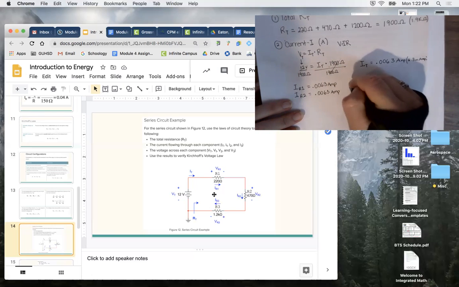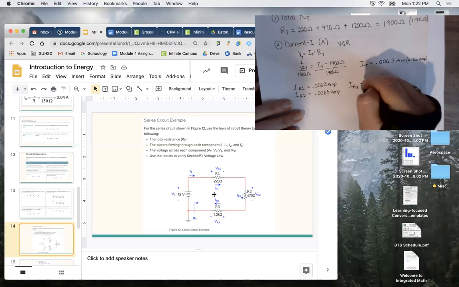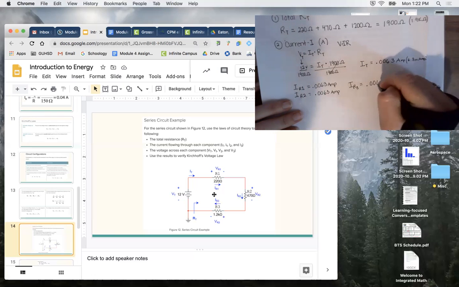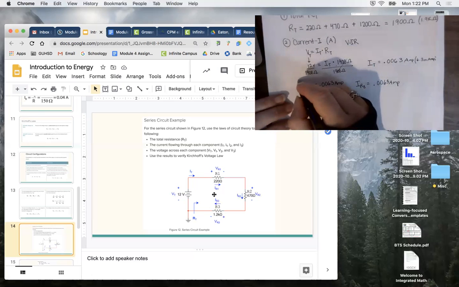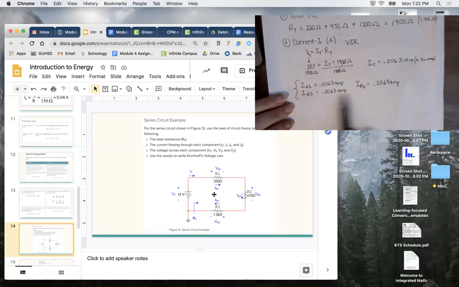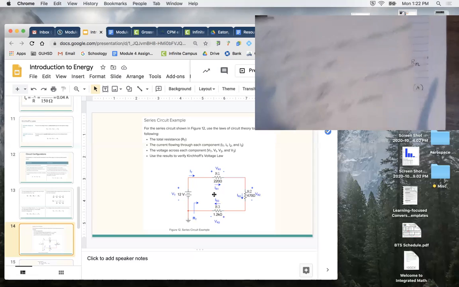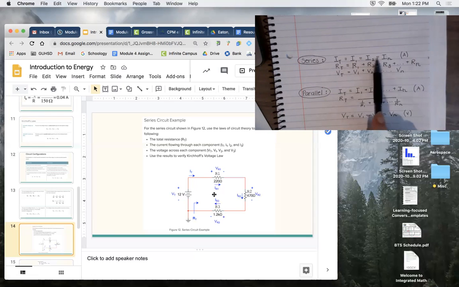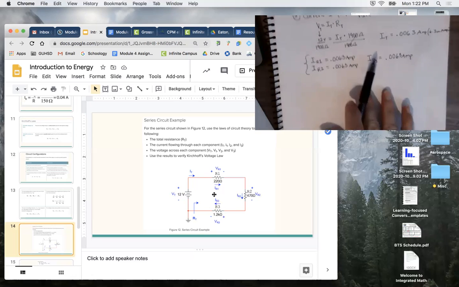And the current through resistor 3 is 0.0063 amps. This is where we know now that our amps never change. Our current for this one stays the same. It's equal all the way across it. The last thing we need to find is the voltage. So in this one, the voltage at each one is going to be different, right?